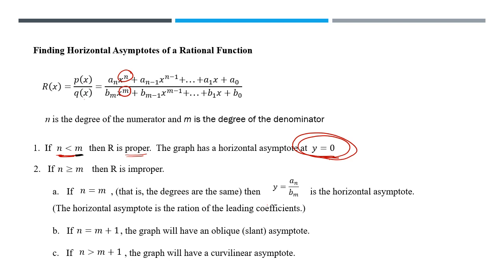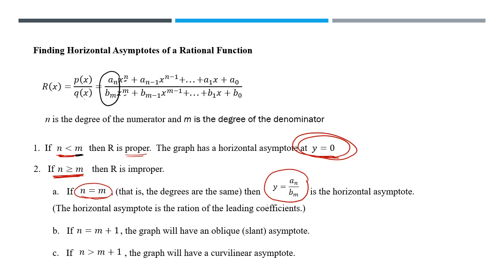Otherwise, the degree of the numerator is either the same or bigger. We looked at examples where the two degrees were the same. When the degrees are the same, you just want to look at the ratio of the leading coefficients. The leading coefficient is the coefficient of the x with the highest power. Whatever these leading coefficients are, that'll be your horizontal asymptote.